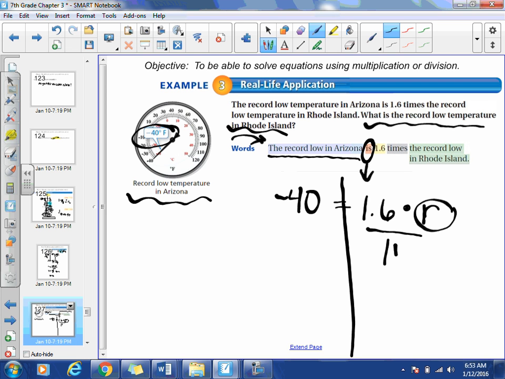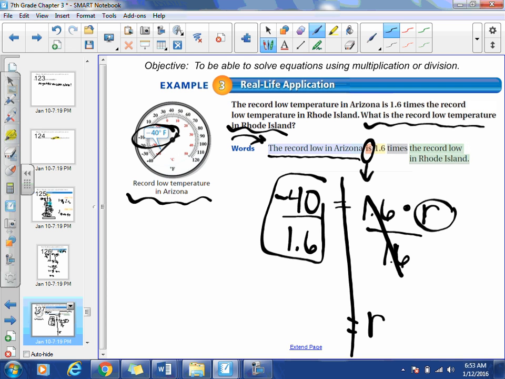Okay, so we've got our equation and we can solve this, right? But to solve it, we need to get our variable alone. So we're going to say, okay, what did they do to the variable? They multiplied by 1.6. So we're going to divide by 1.6 on both sides. 1.6 divided by 1.6 is 1. So we're left with 1 times R, which is just R. Variable's alone, hooray! Yay!